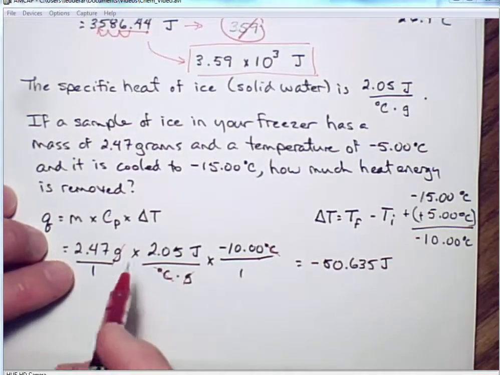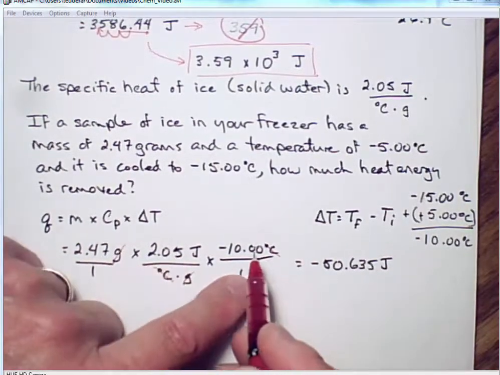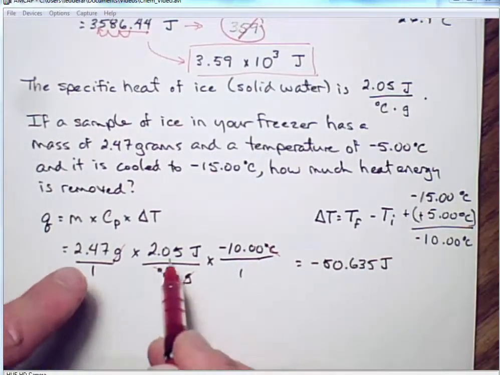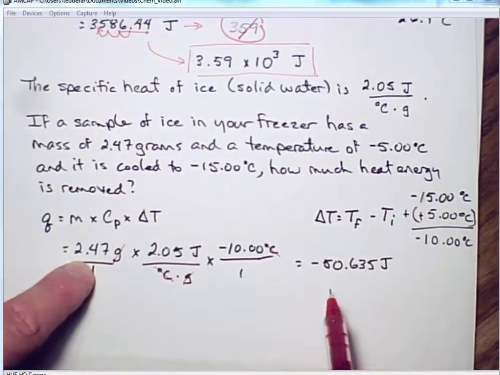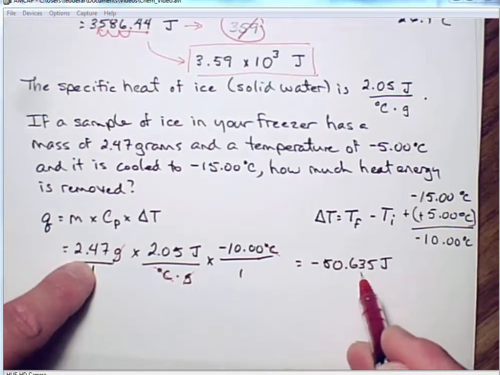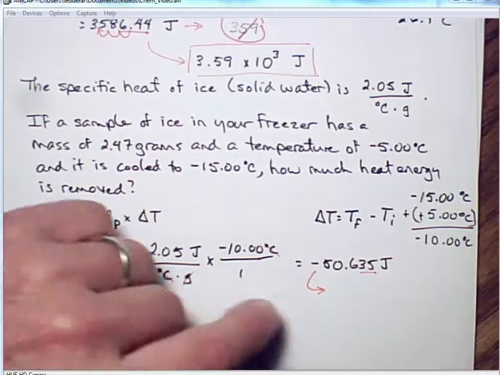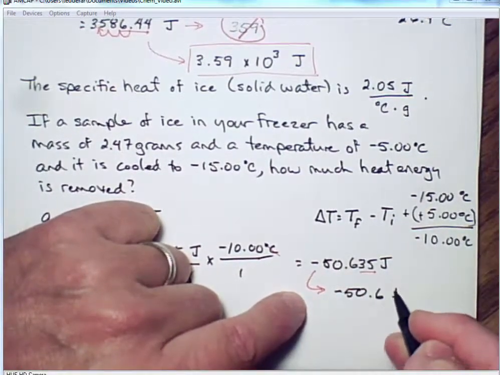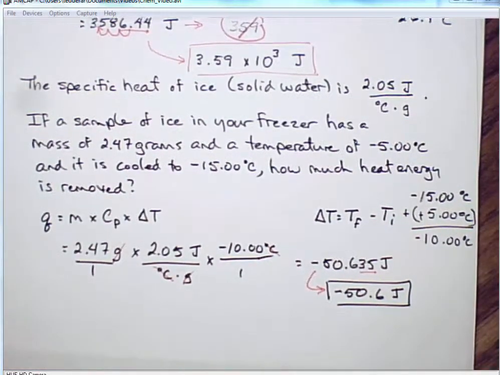We need to have the right number of significant digits. We have 3 digits in this measured number, 3 digits in this calculated number, and 4 significant digits in this calculated number. So of all the measured and calculated numbers, these 2 have the least digits. We want our final answer to have that same number of digits: 1, 2, 3, underline the 3, 5, draw an arrow to show that we're rounding off, and our final answer is negative 50.6 joules. Got it?